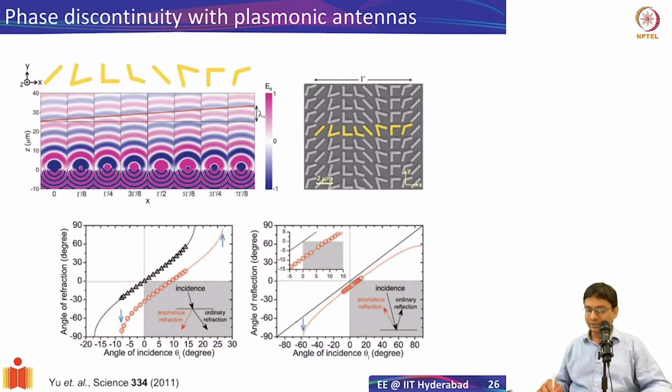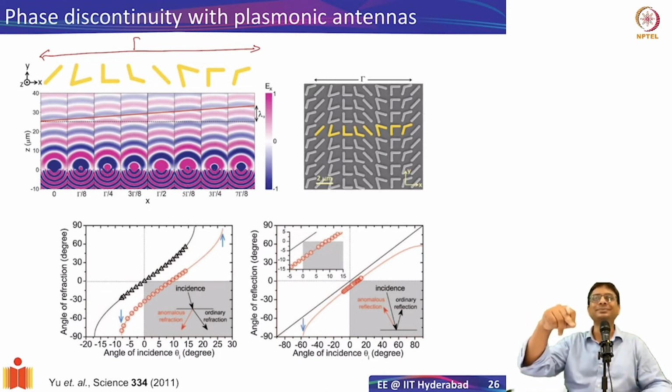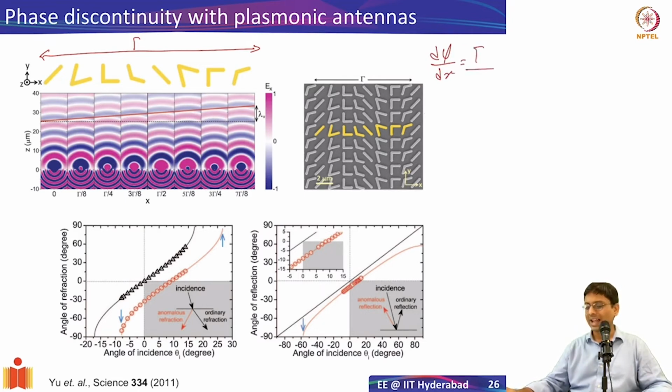And this is a simulation. So let's say you arrange it in some way, this gamma here, in this case, I think 0, gamma by 8 and so on. So essentially they called this entire periodicity gamma. Over a distance gamma, you arrange 8 of these antennas. And so you get a 0 to 2 pi change across that. So what will be my phase gradient? In this case, d phi by dx is going to be 2 pi divided by gamma. This is my phase gradient, right?